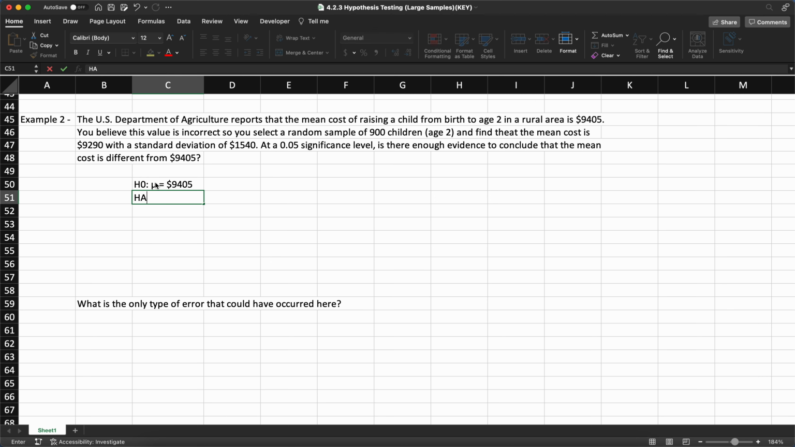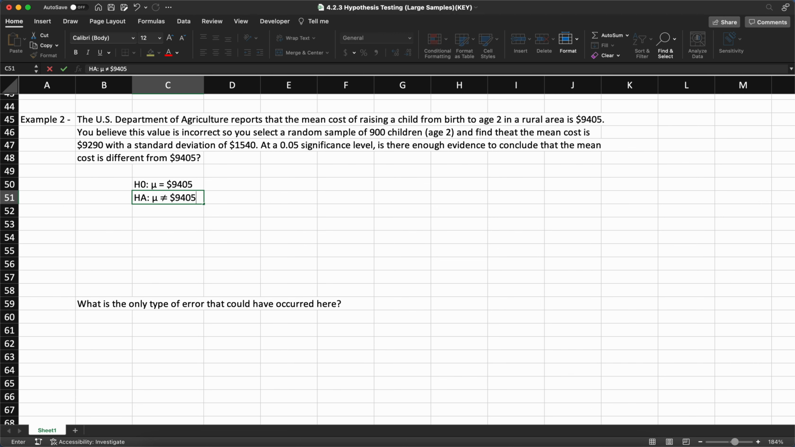Our alternative hypothesis is that the mean is just not equal to 9,405. We don't care if it's smaller or that it's bigger. All we care is that it's not 9,405. So this is a two-tailed test.